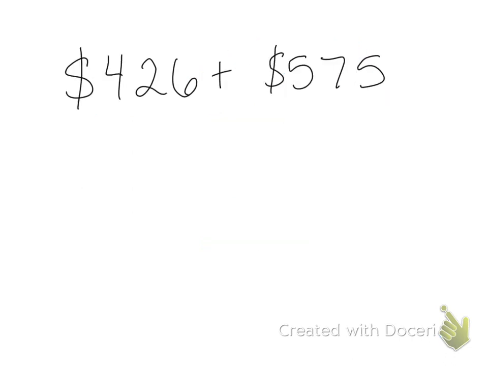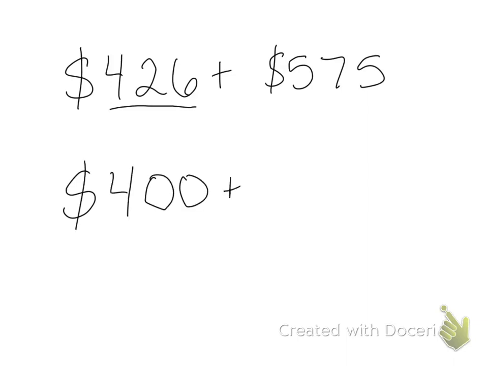So now we're going to practice rounding numbers before we add to find the sum. Okay? So we want to estimate first. So I have the numbers 426 and 575. And I need to round these to the nearest hundred. So I'm going to first round the 426. What do I round it to? 426 is closer to 400 because 26 is smaller than 50. So 426 is going to round to 400.